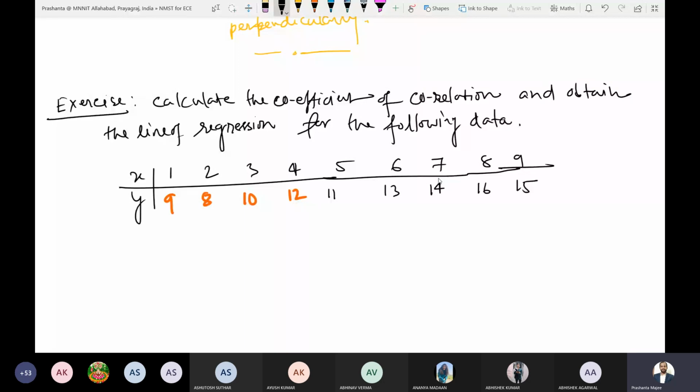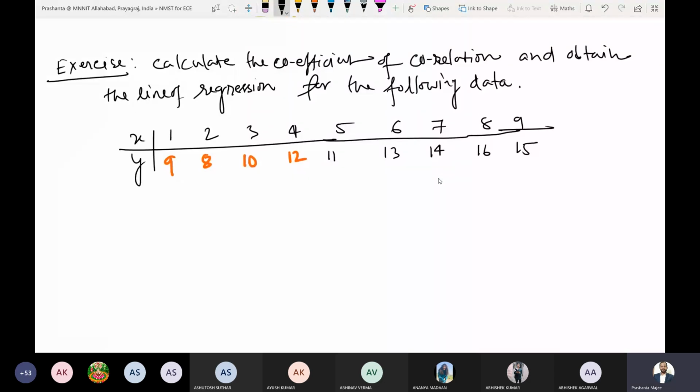So what is the correlation coefficient? How much are these data points related to each other? Find out rxy. Also find out the lines of regression of x on y and y on x. Let me tell you the answers. I have already discussed the method. So rxy will come to 0.95.